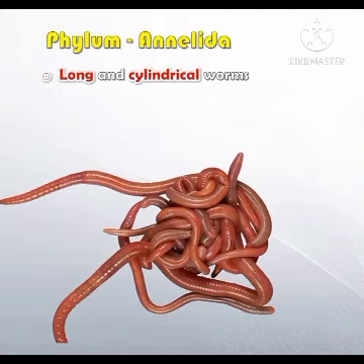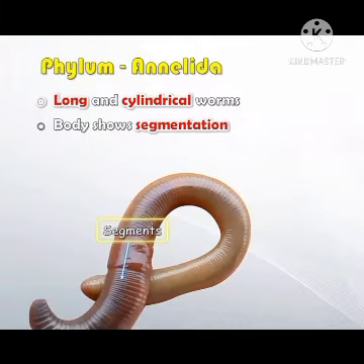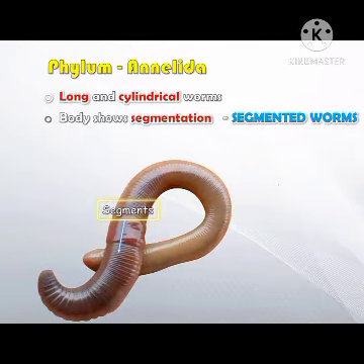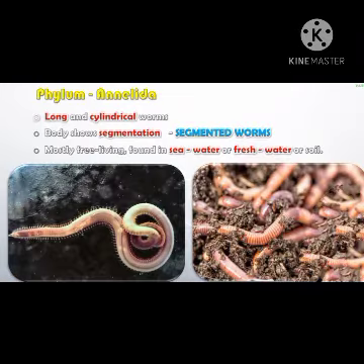The body of these animals is long and cylindrical, but it has a special feature, that is the body shows segmentation. This property of showing small segmentation is also called metamerism. So these worms are segmented worms. Most of them are free living. They are found in seawater or fresh water or soil.